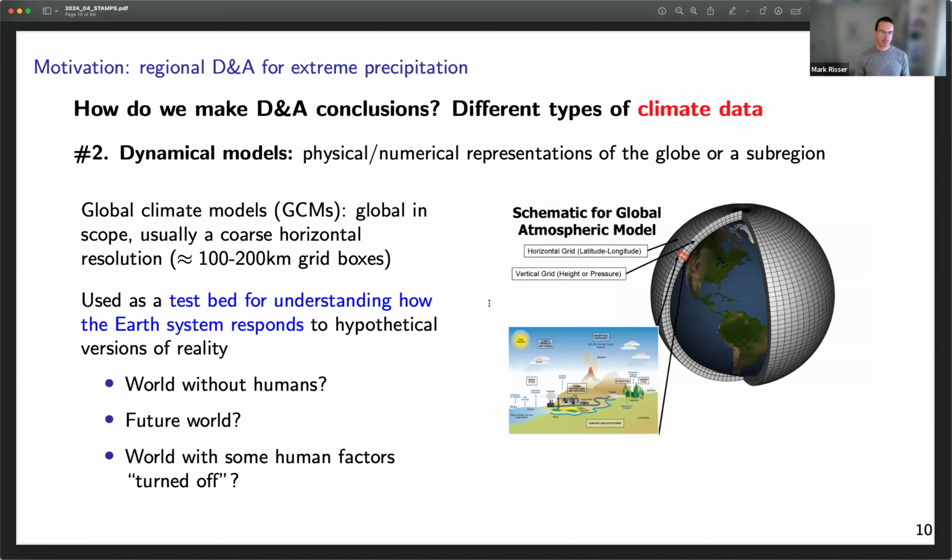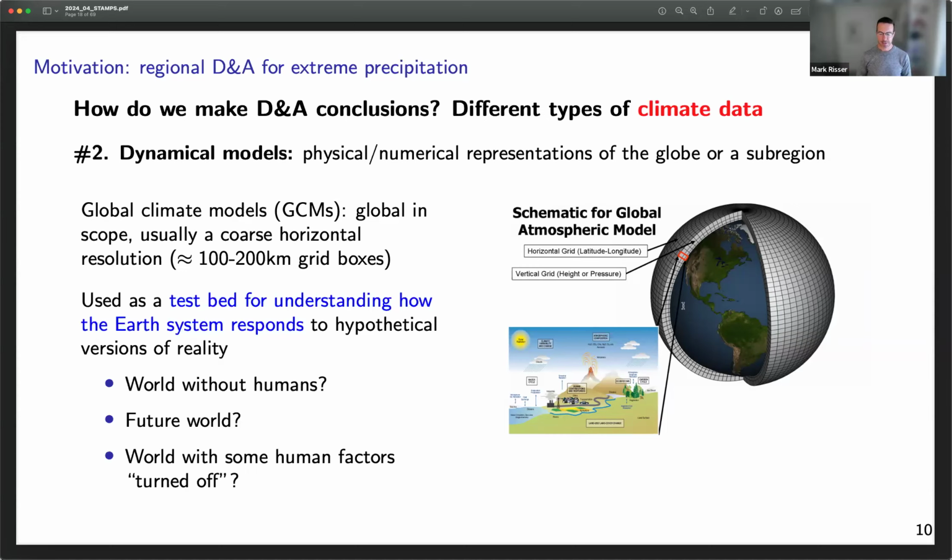The other key ingredient, in a traditional sense, is dynamical models, which are just physical numerical representations of, in most cases, the globe, but you can also look at these more regionally. And just as a little toy schematic over here, this is how these models work. They're a computer model that divides the globe up into a bunch of little grid boxes, horizontal and vertical.